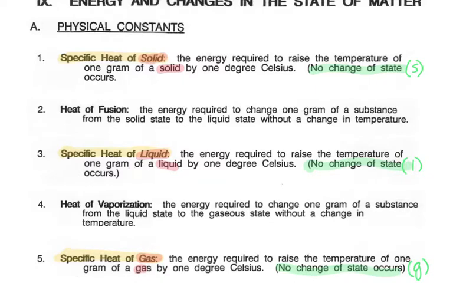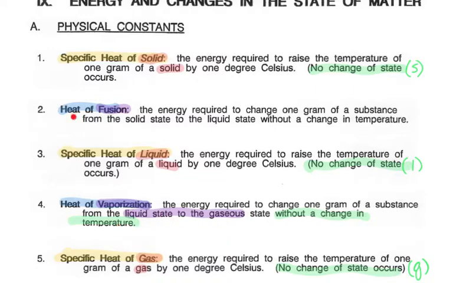The other type are the ones that are called the heat of. So you'll see one is called heat of fusion and the other one is heat of vaporization. I'm going to start with the heat of vaporization because it's a more obvious statement. Here, the heat of vaporization is the energy required to change 1 gram of any substance from the liquid state to the gaseous state without a change in temperature. The temperature will remain the same. Notice that in the specific heats, the temperature was changing by 1 degree Celsius. In the heats of, we don't change the temperature at all, but we do change the state.